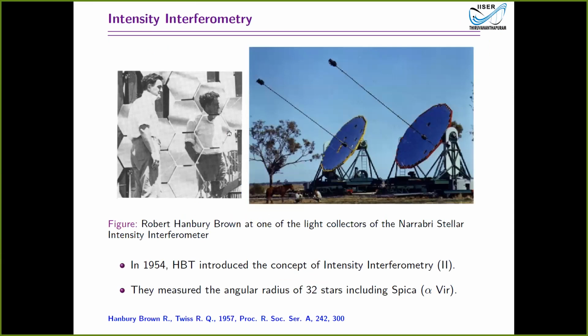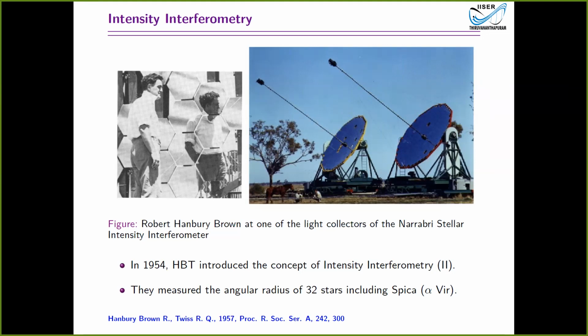As we all know, intensity interferometry was first introduced by Hanbury Brown and Twiss in 1954 to measure the angular radii of stars, and they successfully measured it for 32 stars, including Spica. But in the lack of a highly sensitive photon correlator and computing techniques, it was stopped soon.